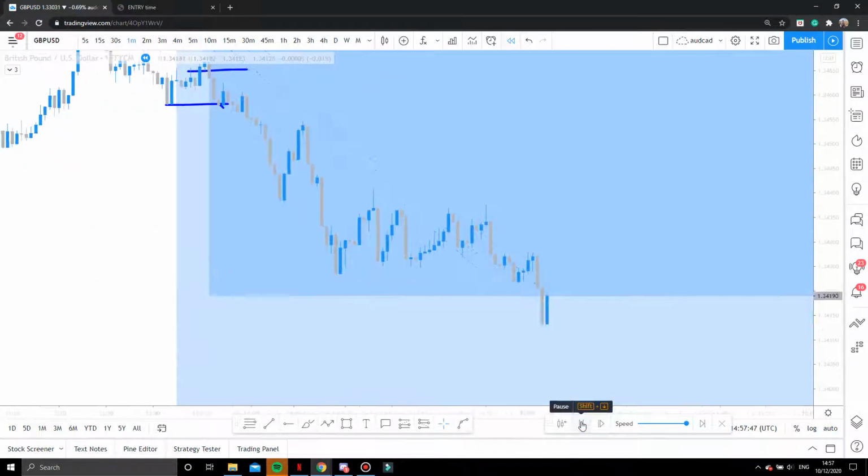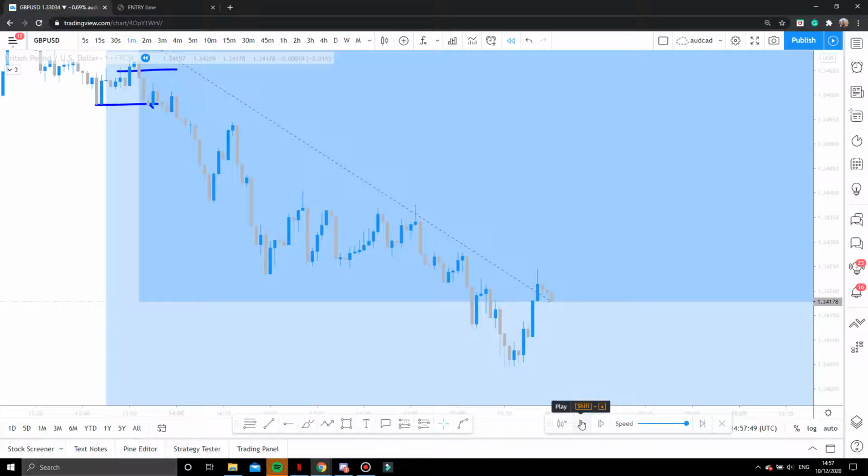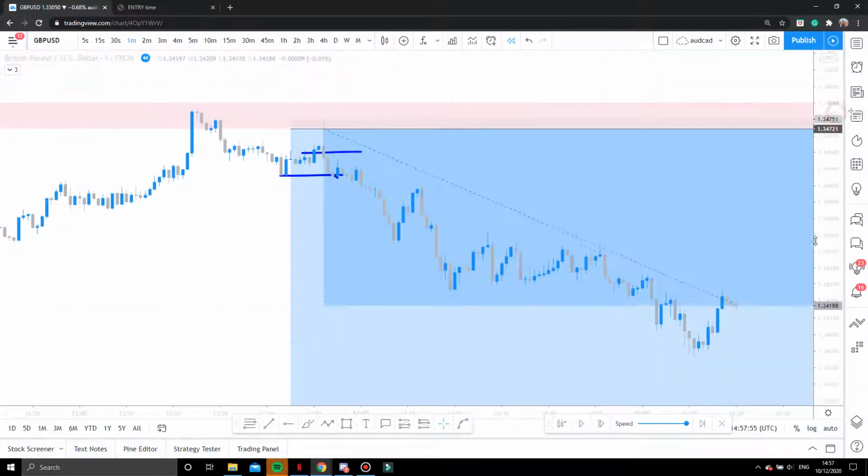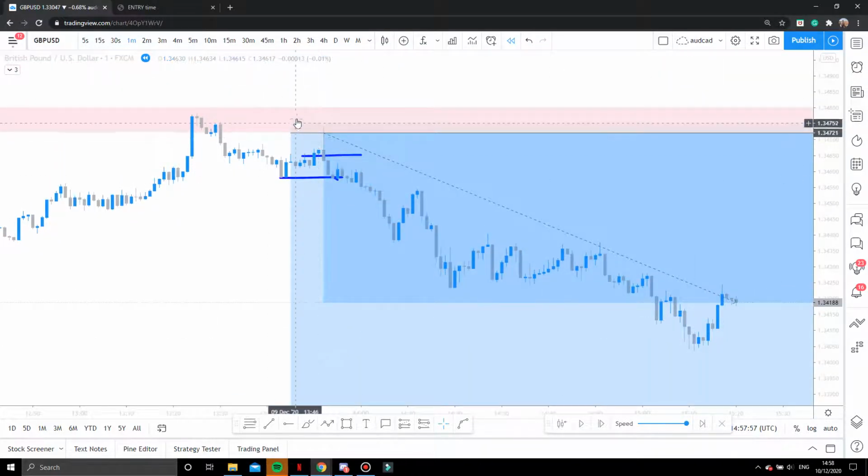No, I mean that would be an entry, but that's quite late in my opinion. Like, I wouldn't look after it's gone this far from the point of interest. Like if you missed the first one, the only time I'd be looking for would be the second one, which if we break structure here, it would have been this one that I'll be looking at. So I would have missed it out completely.